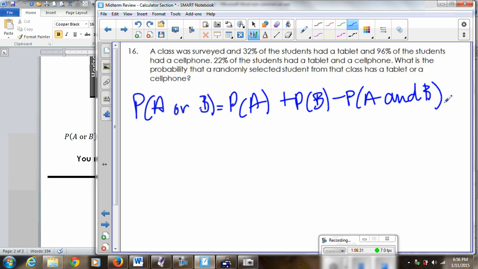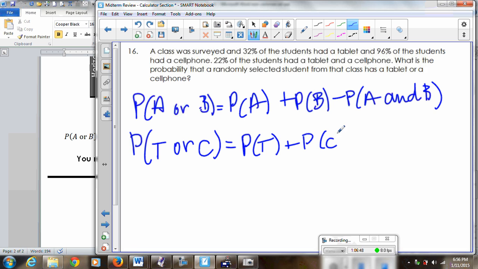All of this information is given to you. So if we're saying the probability of a tablet, I'm going to say T is for tablet, and I'm trying to find the probability of tablet or cell phone, so I'll call cell phone C. Then I want to find the probability of a tablet plus the probability of a cell phone minus the probability of both.